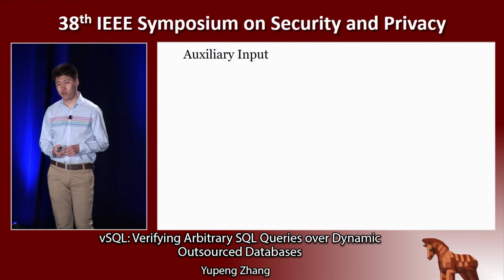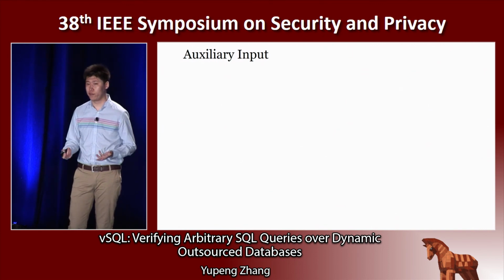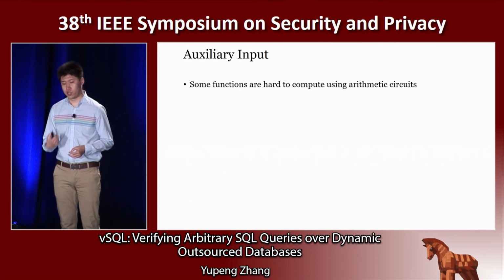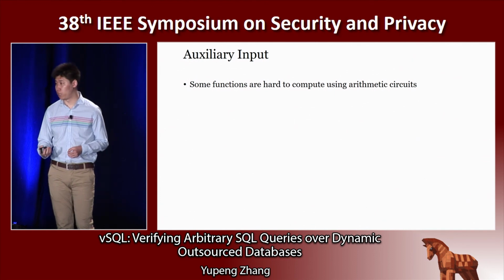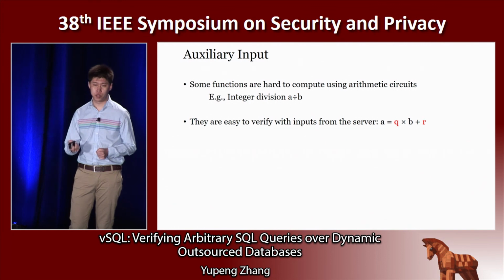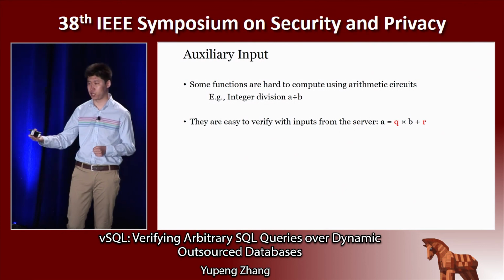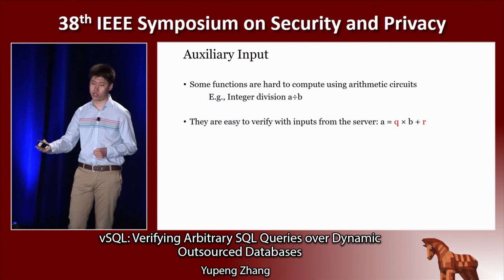So in this way, we solve the problem of storing the database locally. In addition, we also propose a way to support something called auxiliary input. To motivate it a little bit, some functions are hard to compute using arithmetic circuits, for example, division. But they are very easy to verify if you have some hints from the server. If the server tells you the quotient q and the remainder r, you can check that a is equal to q times b plus r using one multiplication and one addition.